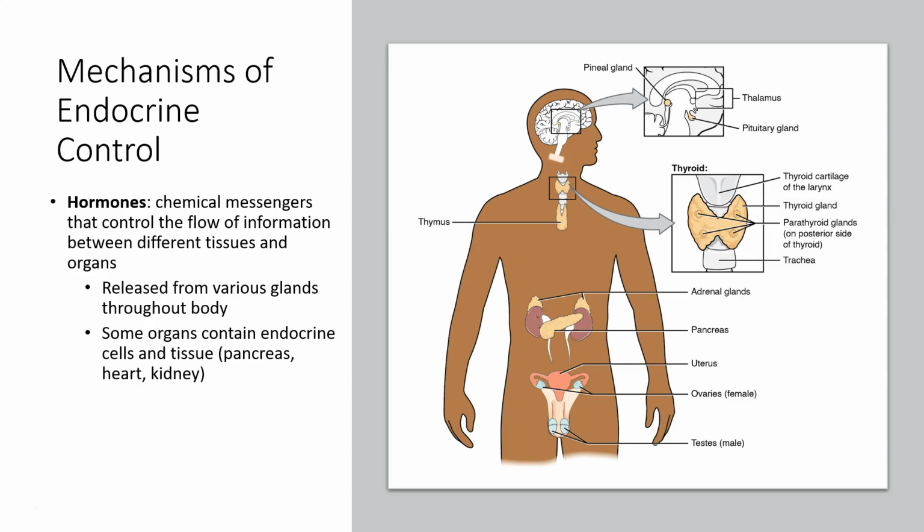Many of our hormones come from glands throughout the body whose primary function is the secretion of hormones. These are things like the hypothalamus, the thyroid gland, and our adrenal glands. Other hormones come from organs that, as a secondary function, also contain endocrine cells and tissues. This would include the pancreas, the heart, and the kidneys.